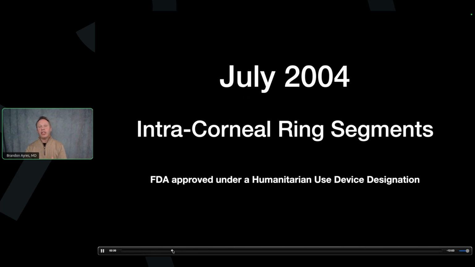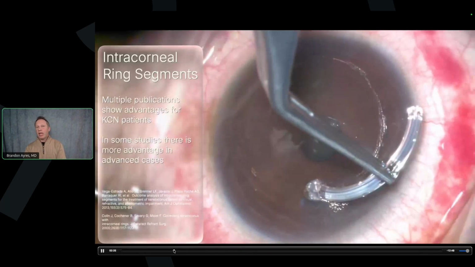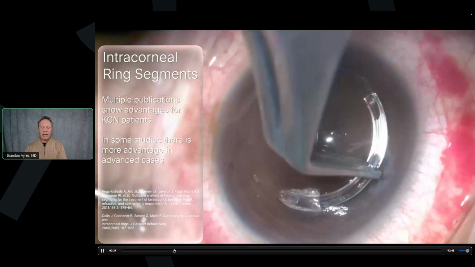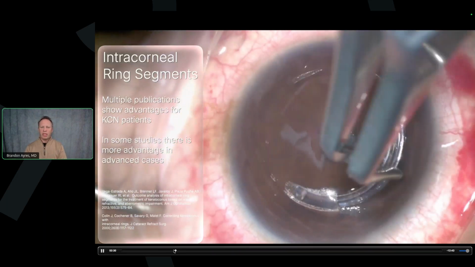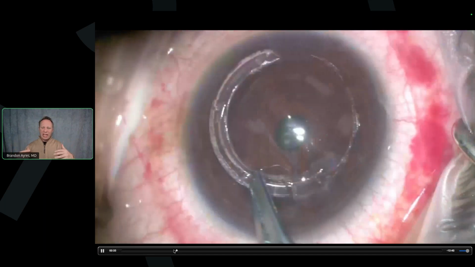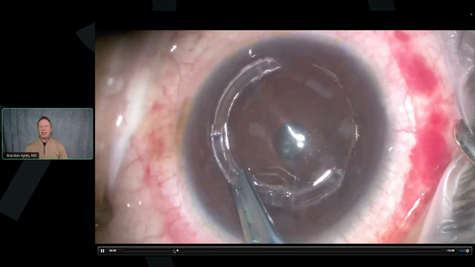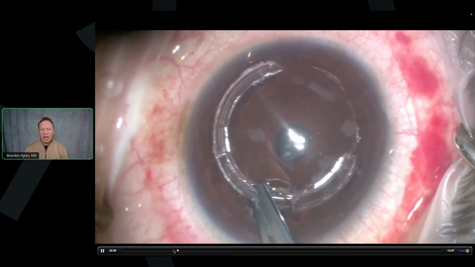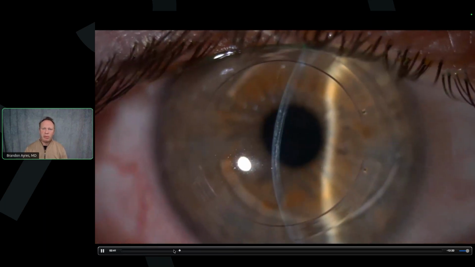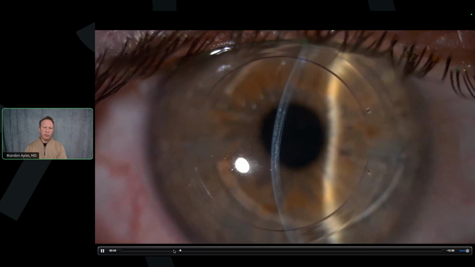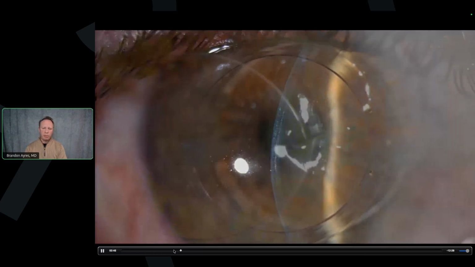Let me fast forward. 2004, we had traditional ring segments. I wrote the IRB at Wills Eye to start doing Intacs. They were a hot topic for a while. The idea was really nice, you know, flatten that central cornea. Although I tell you, I've been taking Intacs out more recently than I think I put them in before. I'm not sure what's going on. Maybe after 20 years, I think we're starting to see some erosions over the PMMA inserts.